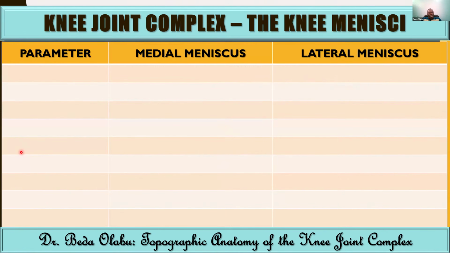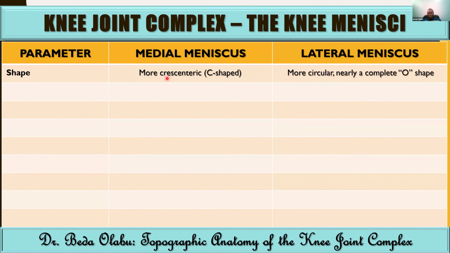All right, let's talk about key differences between the medial and the lateral meniscus. Starting with their shape. The medial meniscus is more crescentic, more C-shaped. The lateral meniscus is nearly circular, almost O-shaped. We can also compare the size of the menisci. The anteroposterior distance of the medial meniscus is longer compared to that of the lateral meniscus. However, the thickness of the medial meniscus is not as much as the thickness of the lateral meniscus. So the lateral meniscus is thicker than the medial meniscus. But the diameter, the medial one is wider than the lateral one.